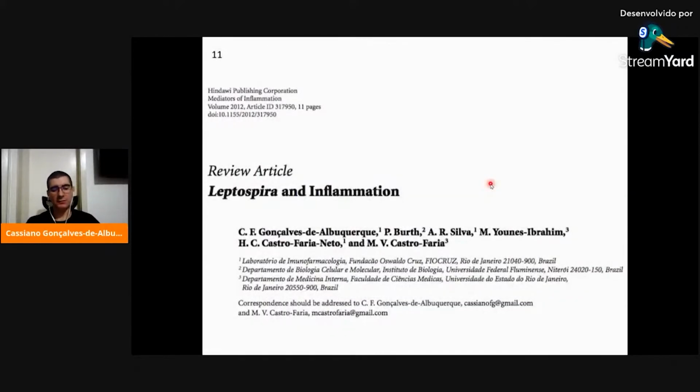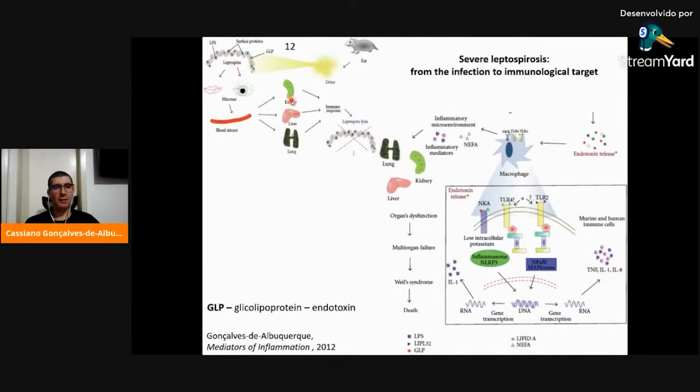This review discussed the role of GLP and fatty acid in inflammation during leptospirosis infection. The leptospira will colonize several organs, and the immune response will kill bacteria, releasing endotoxin such as GLP and LPS. GLP and LPS could bind to TLR or NKA, triggering intracellular pathways such as the NLRP3 inflammasome, described by Catherine Verts, fostering inflammatory mediator production, which will create a micro-inflammatory environment which will increase the inflammatory mediators and NEFA, leading to organ dysfunction and, in some cases, even death.